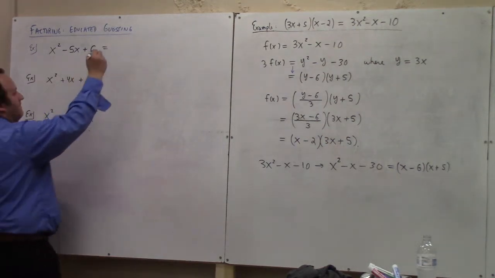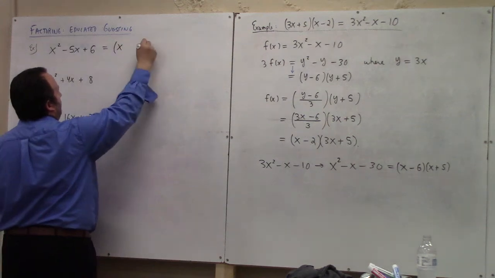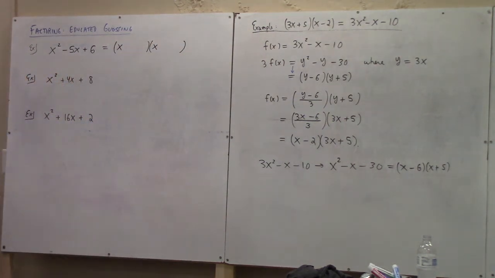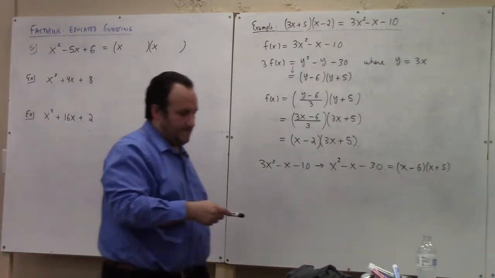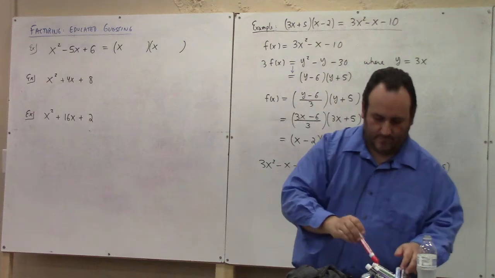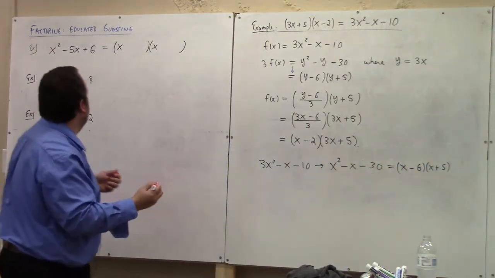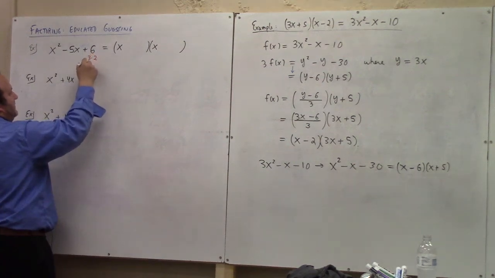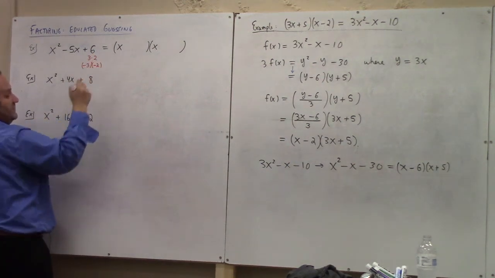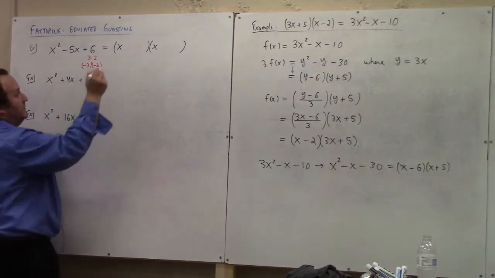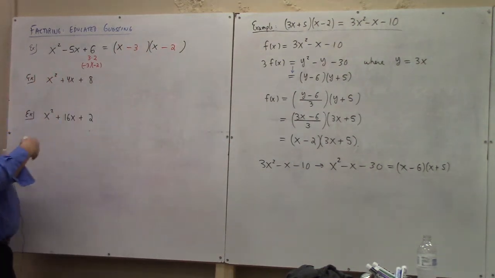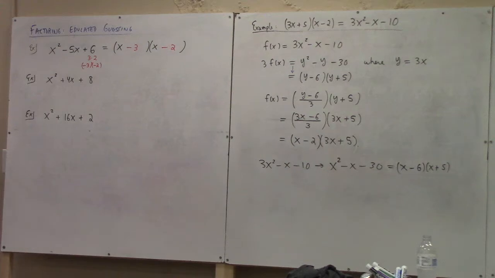So what do I do? Three and 2, I like it. So this is either 3 times 2 or minus 3 times minus 2, right? So what'd you say? X minus 3, X minus 2. We need the minuses because we got the minus 5x in the middle, right?